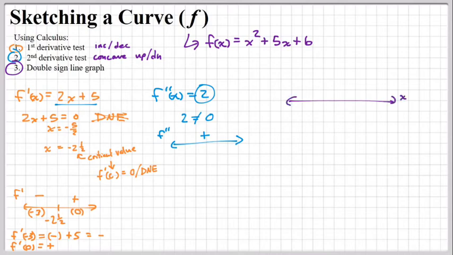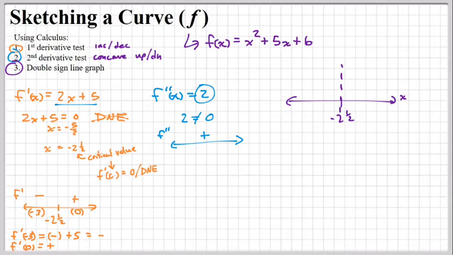Now this is going to be a double sign line graph, and what you're supposed to do when you get to a double sign line graph is take all the critical values, all the possible inflection points, and put them on this sign line graph. But here we only have one. We only have -2 and 1/2. And so we put -2 and 1/2 right there. And then I like to do the dotted line, but you don't have to. I'm just trying to separate the different intervals. We only have this interval and this interval.